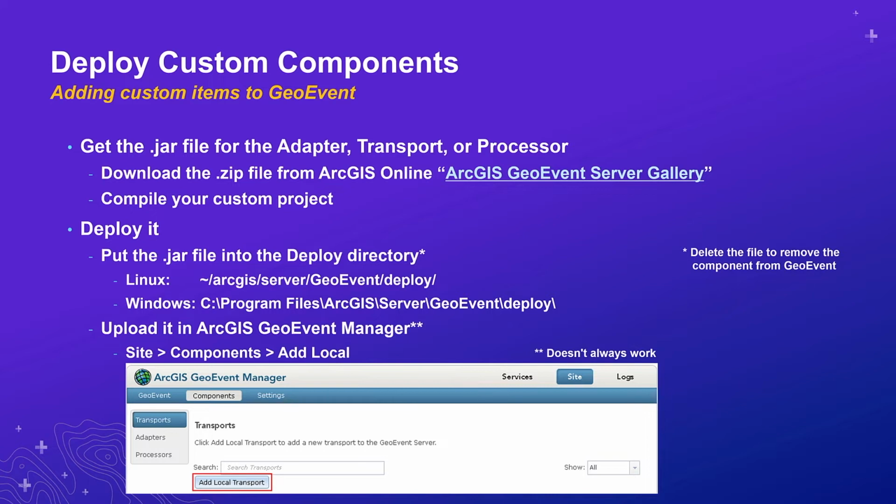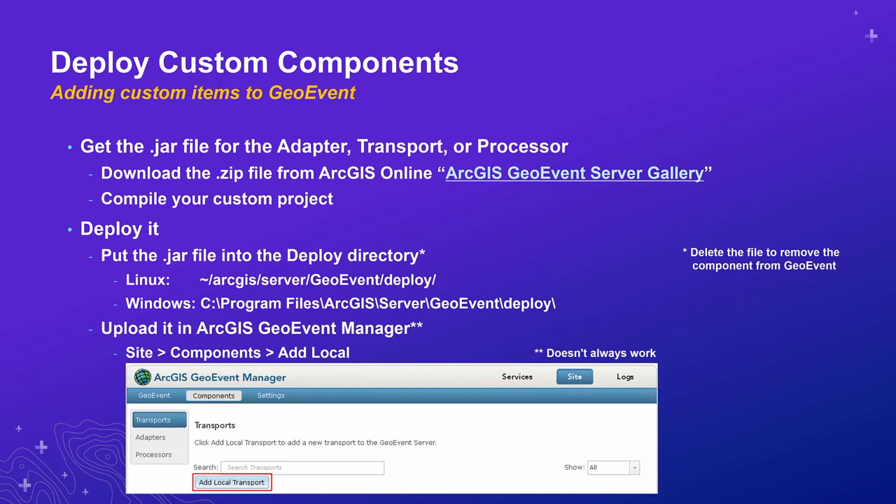Next, you have to upload that jar file into GeoEvent Server. You can do this in one of two ways. The first is you can copy the jar file directly into GeoEvent's deploy directory, which is found under GeoEvent's installation directory. This is probably the preferred method of doing things. The second option is you can upload the file using GeoEvent Manager's Add Local buttons. These can be found on the Site tab under the Components menu. There is an issue there sometimes where the jar files won't upload through the GeoEvent Manager user interface. So if that happens, just copy it into the deploy directory.